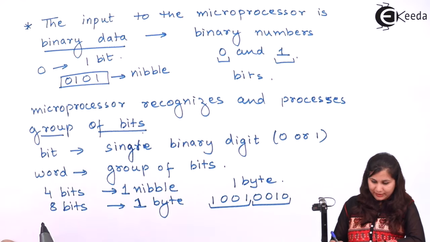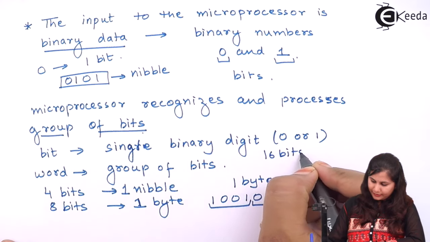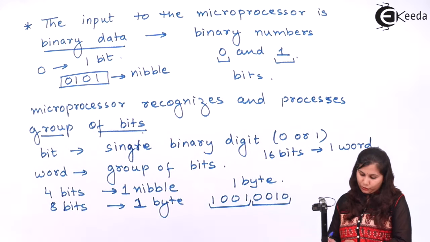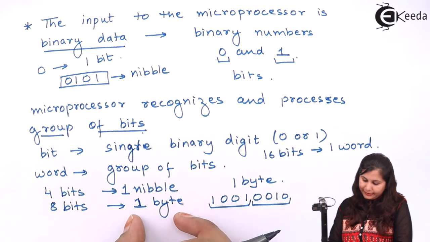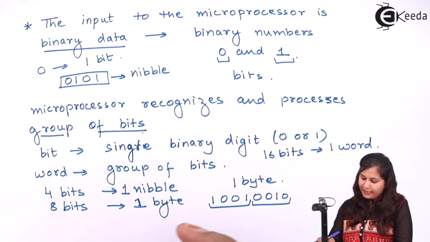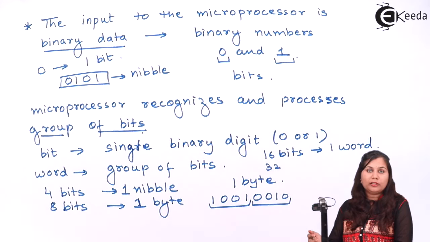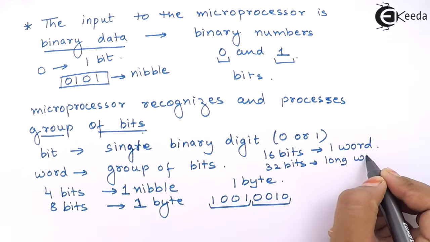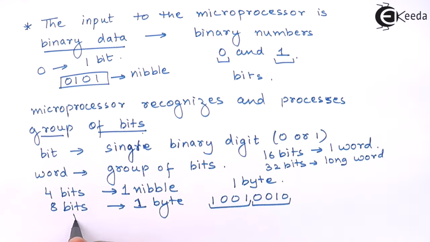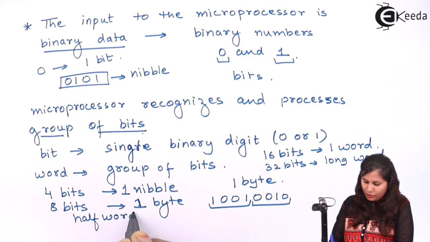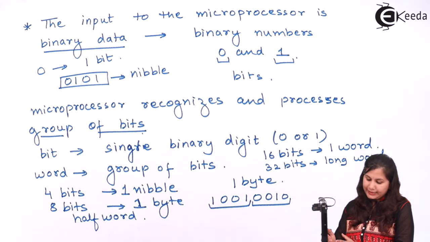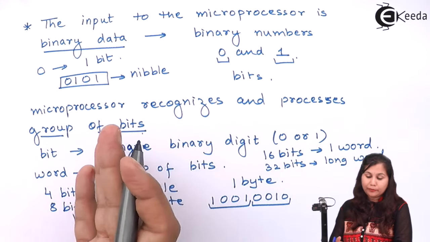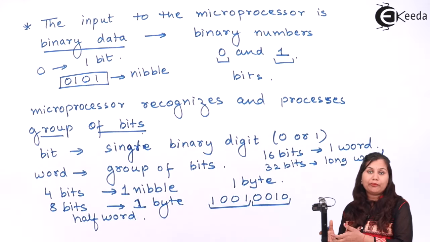Okay. Now if we have 16 bits, then it will form one word. So if one word is 16 bits, then one byte, or 8 bits, is a half word, and if we have 32 bits, then it will be called a long word. So these are the terms: bit, nibble, byte and word. They define in which way or what type of input is given to the microprocessor.